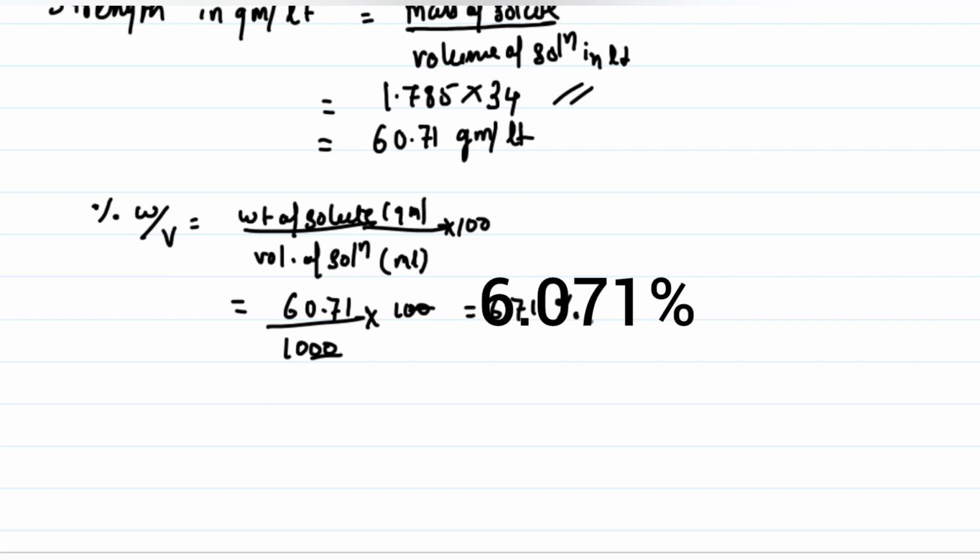That is how questions are to be solved in concentration terms. Very simply understand that you calculate the molarity, and from the molarity you can calculate the other concentration terms. Molarity into 11.2 is equal to volume strength. Using this we can calculate, and then molarity can be interconverted into other concentration terms.